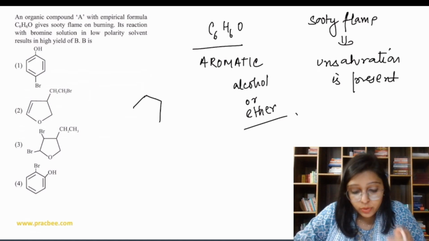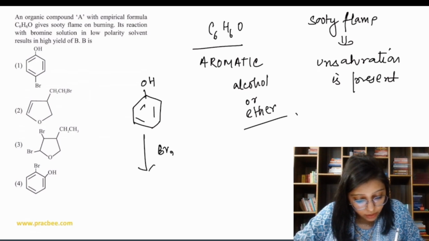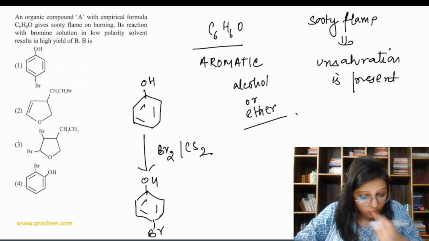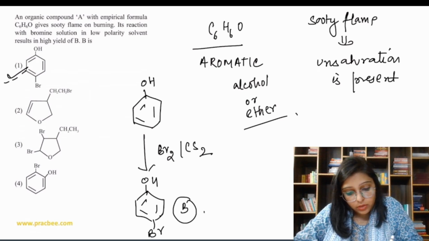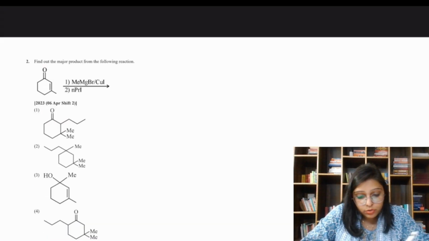So what we are going to do? We are going to write phenol, and phenol on reaction with Br2 in the presence of CS2, we get para as the major product. Para bromophenol is the major product. So this is B. So option 1 is going to be the correct answer. That's it. Now moving on to the next question.